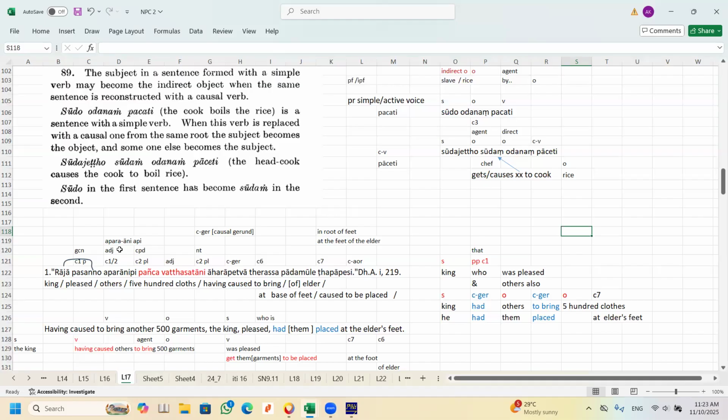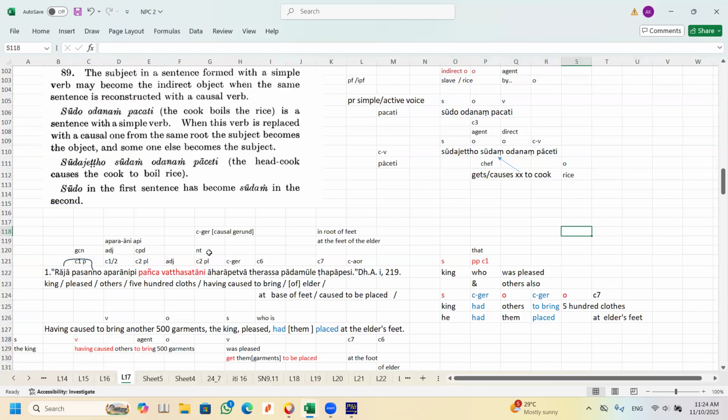And can you see the word is apara? Apara means other. So in this case, plus this one, that means "other also". That means the king who was pleased, that means he referred to himself, and then others. Of course, the "and" is not there. So this is how you do it.